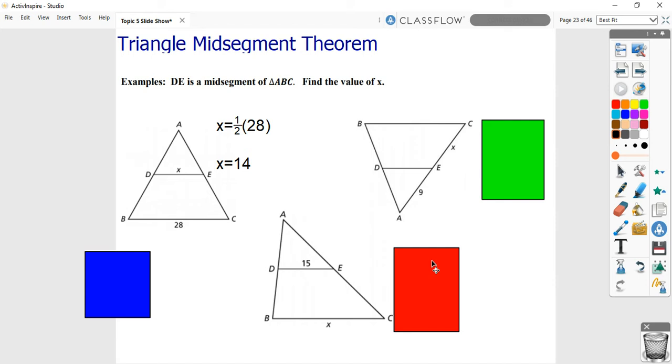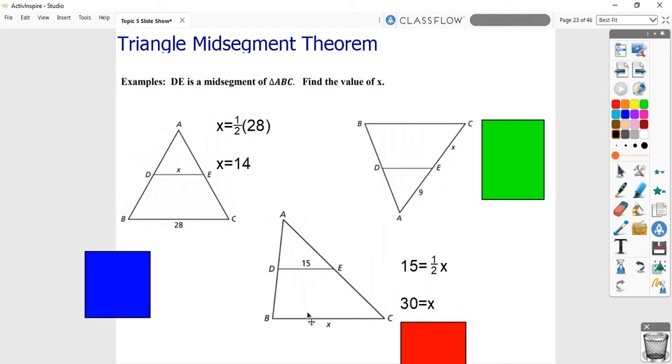When we look at our next triangle down here at the bottom, we know by the theorem that the mid-segment DE is half of the length of this one right here. So 15 is half of the longer side, right? 15 is half of the longer side. So obviously X must be 30.